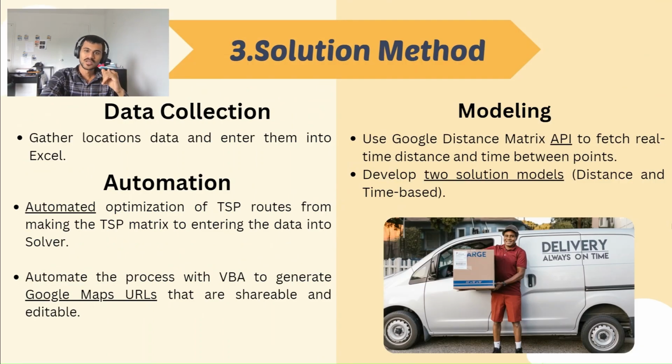Solution method. So first is data collection. I want the management to just gather the locations data, the addresses and the street name, address name, and then enter them into the Excel. And the second one is modeling. Using Google Distance Matrix API, we will fetch the real-time data like the distance between the nodes and the time required to travel between the nodes and fill them in the matrix. And then we develop two solution models based on whether the objective function is to minimize distance or it is time. And then we do the automation.